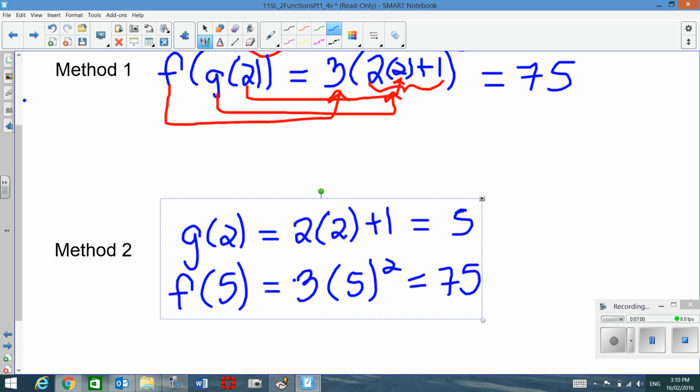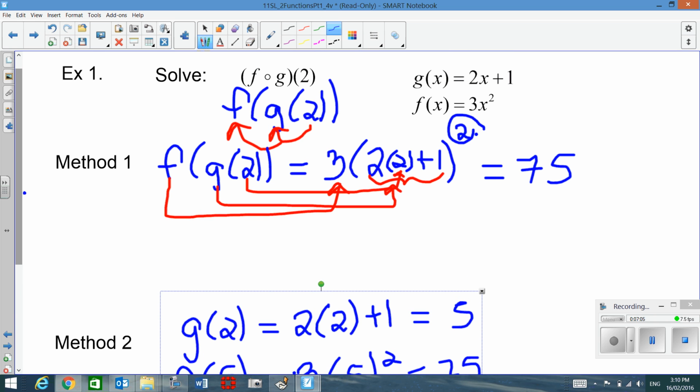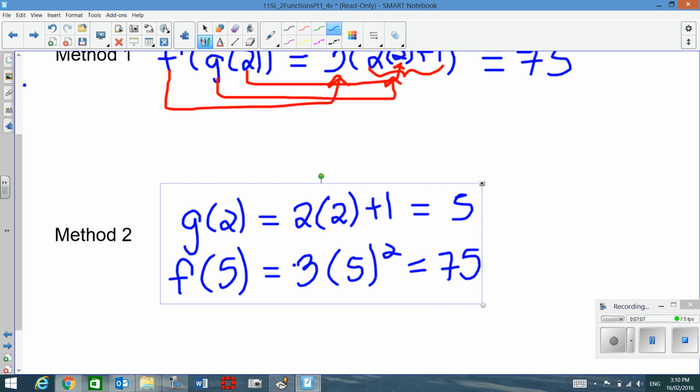So it just depends if you want to do everything in one step, like method 1, where you can show all 3 layers in one step, or method 2, where you first start with the inside and then work your way outside.